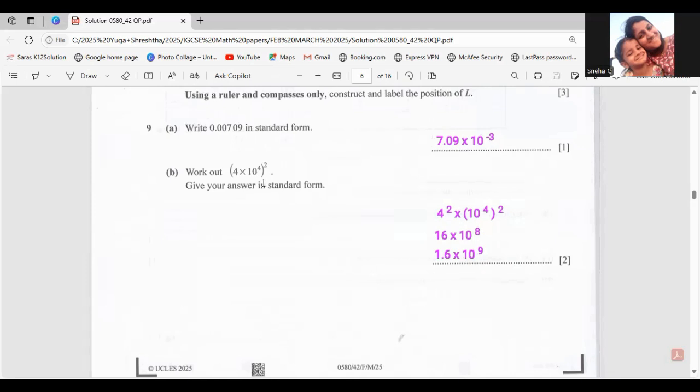So 4 into 10 raised to 4, and that's in the bracket, and the bracket has power of 2. So 4 will also have power of 2, and 10 to the power 4 will also have power of 2. So 4 power 2, the answer is 16. 10 power 4, and that whole thing to the power 2 is 10 to the power 8. And then when we have to write the answer in standard form, it is 1.6 into 10 power 9. Why? Because we put a decimal point between 1 and 6, as standard form numbers always have to be between 1 and 9.9.